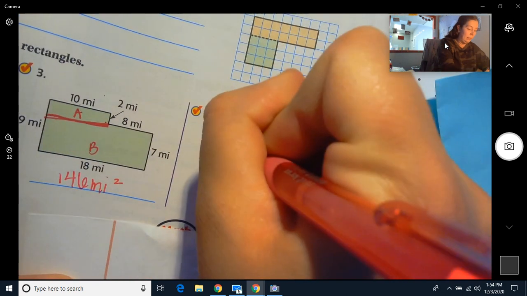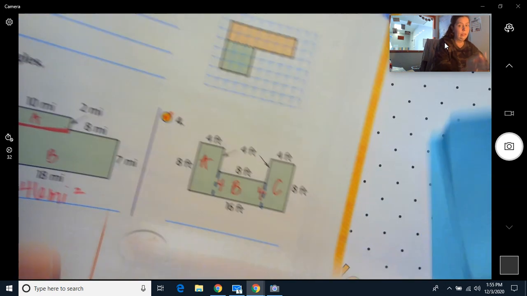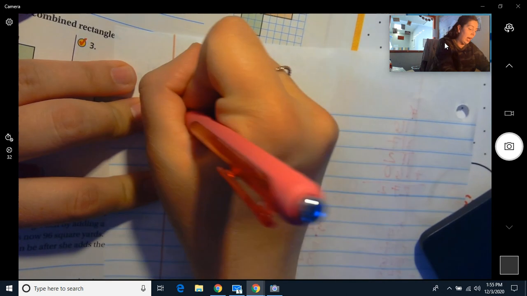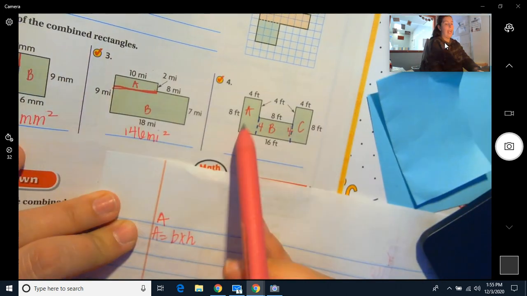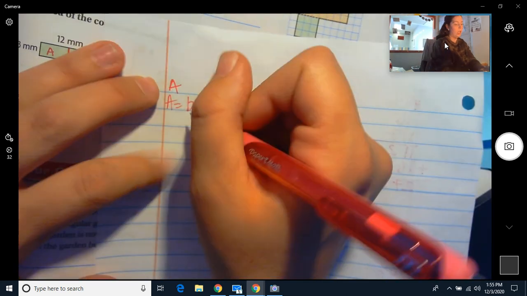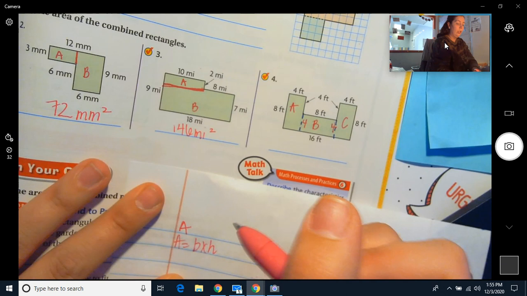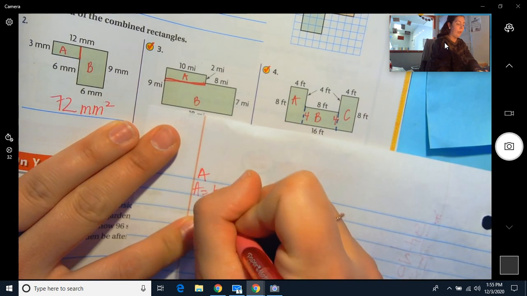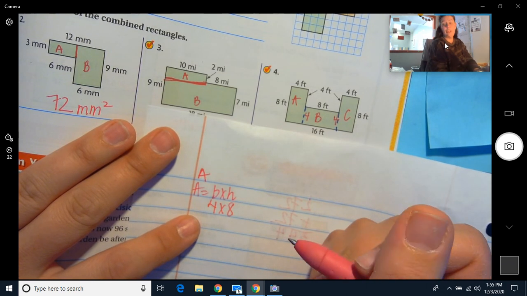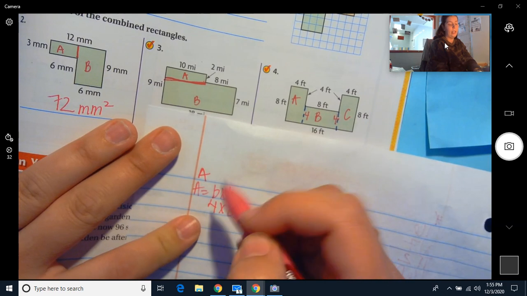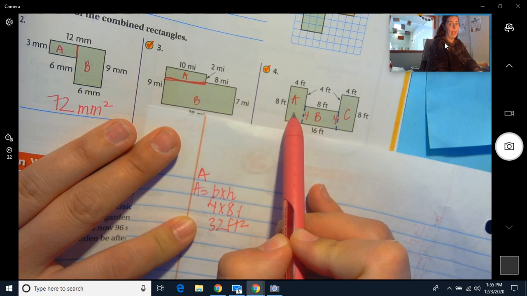We're going to do A, B, and C, okay? So for A, I got area equals length or base times height. For shape A, that's going to be 8 and 4. If you know the answer, comment the answer in the chat. 4 is my base, 8 is the height. So 4 times 8 would be what? Axel said 32. He's right. What would my label be? Feet squared. 32 feet squared. So I just did A.